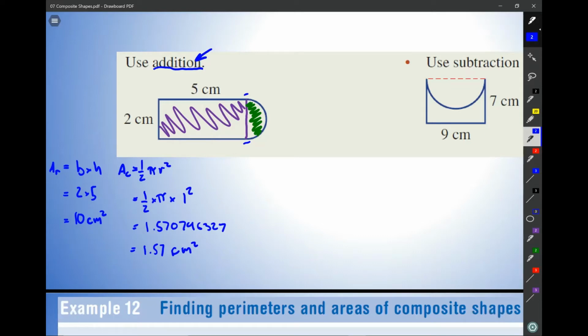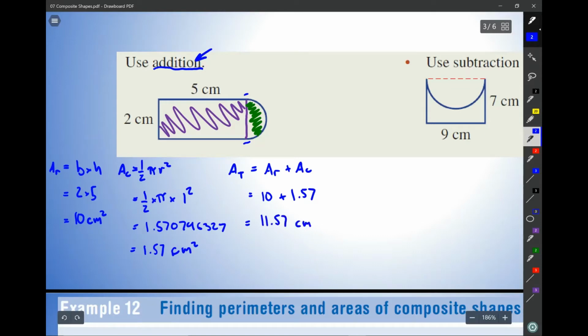And now if A_R is the area of the rectangle and A_C is the area of the circle, A_T is going to be the total area. And the total area is going to be area of the rectangle plus area of the circle, which is 10 plus 1.57. So the total area of this shape is 11.57 centimeters squared.